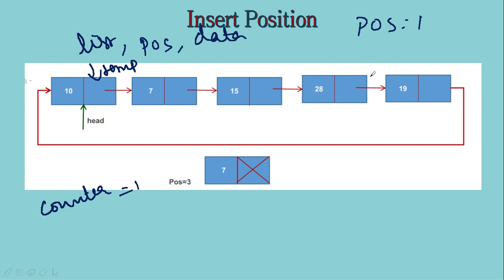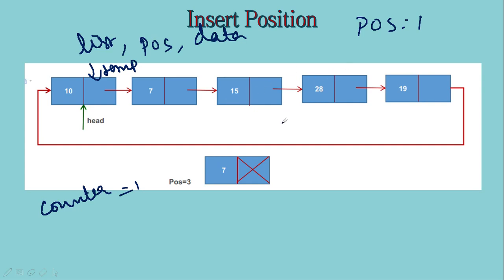Why we are doing this is the basic logic that we are going to use: when you want to insert, you will be placing your temporary pointer on the node which is at position minus 1, and you will be making the changes, right? So you have to check whether your counter has reached the node at position minus 1. If it has reached, then you have to make the changes appropriately.